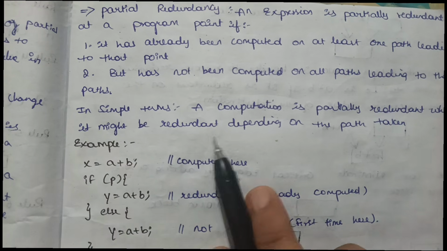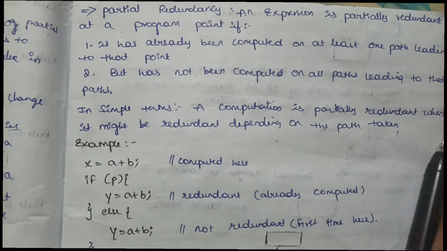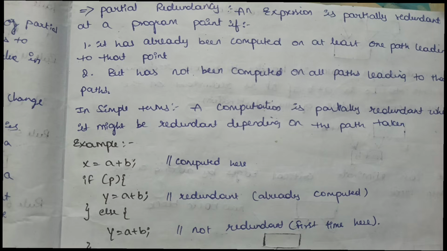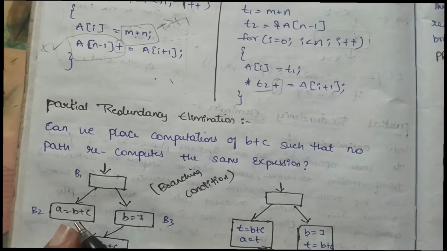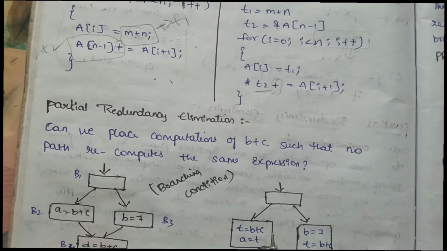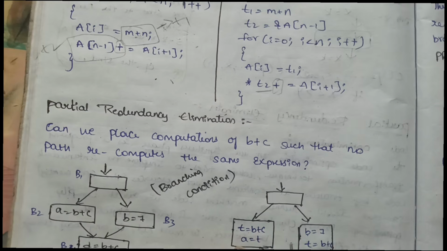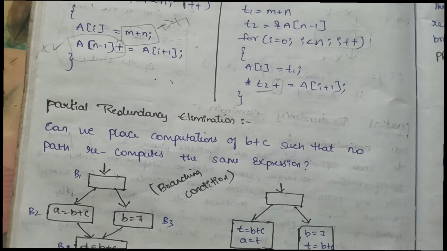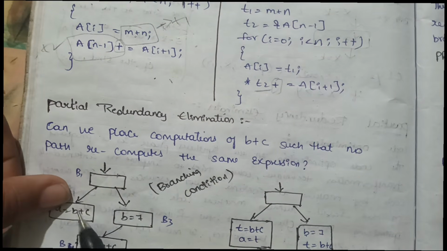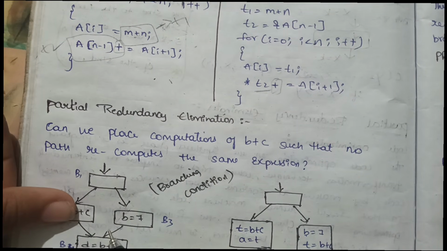So in simple terms, we can say that a computation is partially redundant when it might be redundant depending on the paths taken. It is partially dependent upon the previous path which we calculated, and it is calculating the new path. For example, let us see here, a plus b is computing here again. What we did here is we converted b plus c into t, and wrote a is equal to t. So if a comes along the same path, we can come in this direction, or we can come in this direction also.